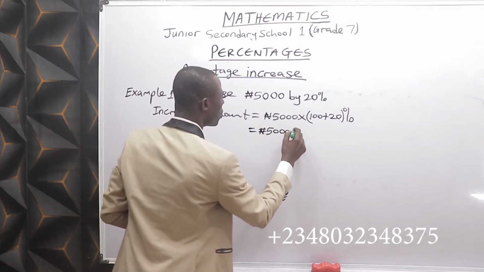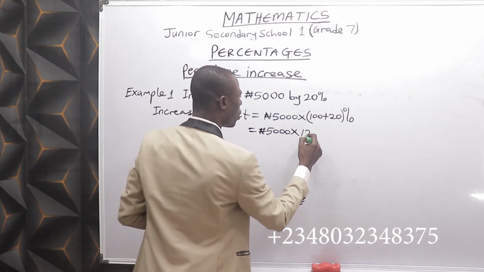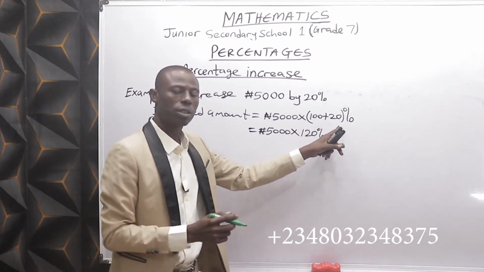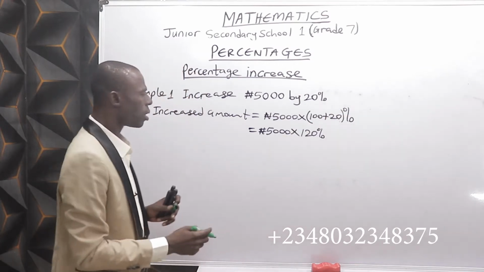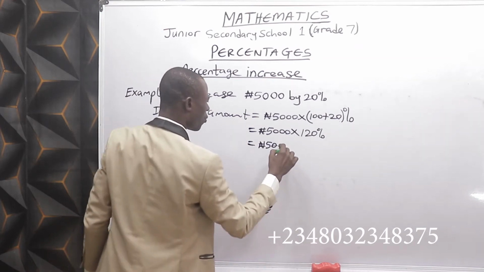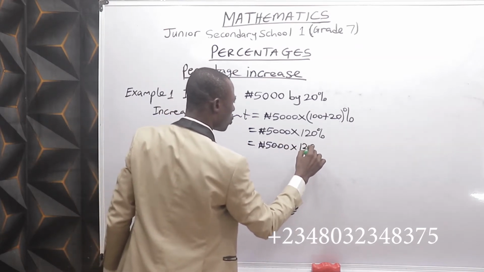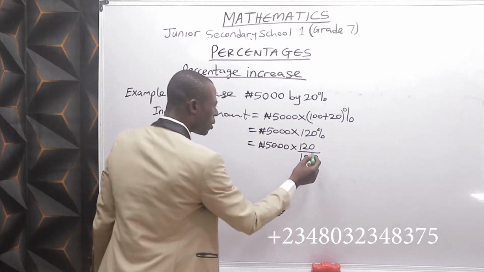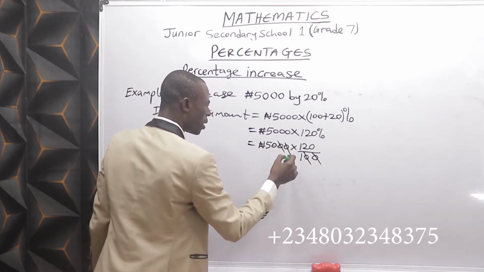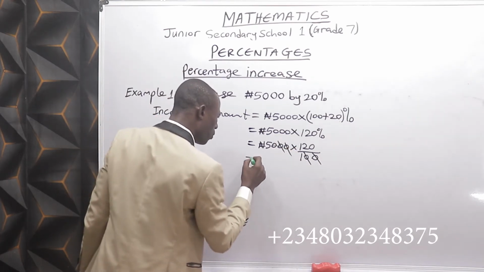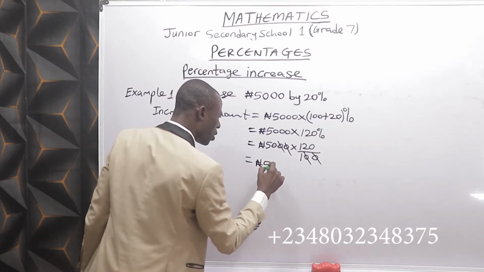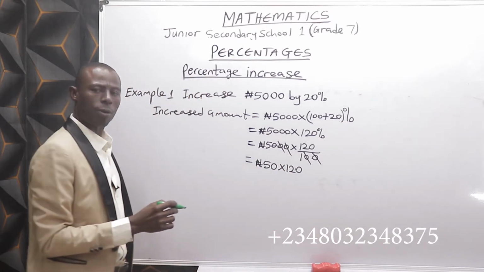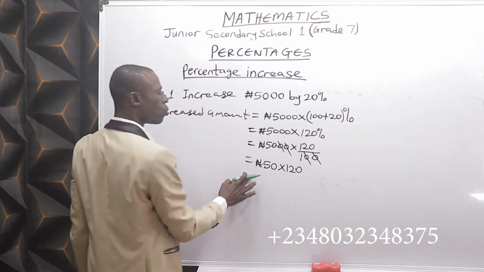So you have 5,000 times 120%. Having added 20 and 100, you get 120, then the percentage on it. So the interpretation of this is 5,000 times 120 divided by 100. That's the meaning. So these two zeros take care of these two zeros. You have 50 naira times 120. Are you following? You can now multiply these two together.